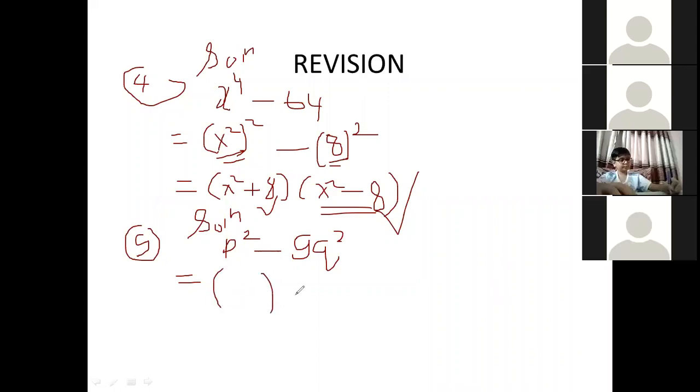Sir, Ridham, you tell how to factor this. Sir, at first we have to take the formula a square minus b square. What is A here? P. Then what will be the number whose square is 9 here? Sir, it could be 3. 3 whole square. Yeah, you are absolutely right. Good. Now, this is in the formula of a square minus b square.